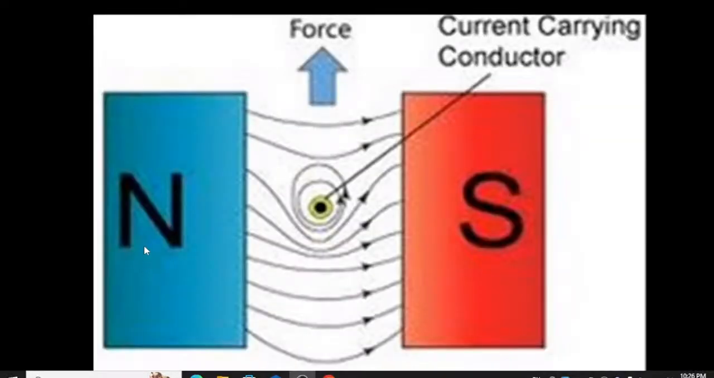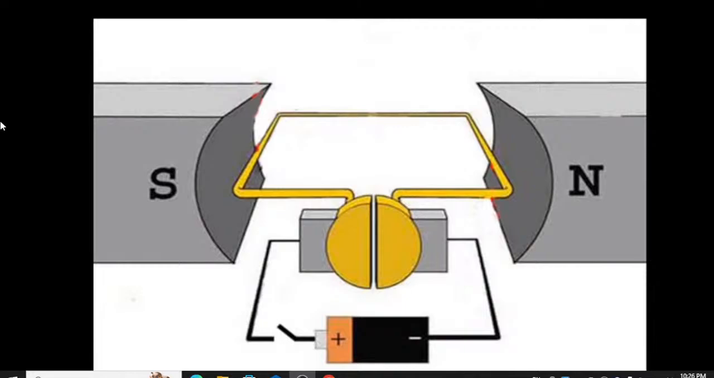Now, we are going to discuss the working principle of a DC motor. The working principle of a DC motor is very simple. We know that when a current-carrying conductor is placed inside a magnetic field, it experiences mechanical force in a particular direction. Let's take a simple elementary model of a DC motor.